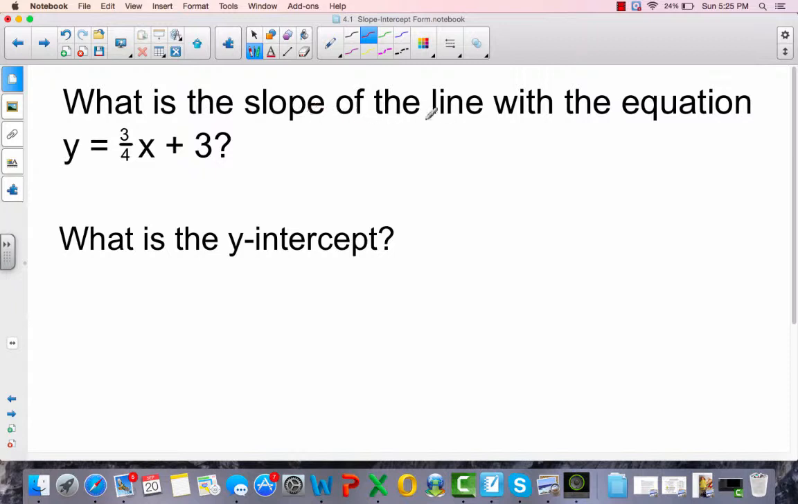What is the slope of the line with the equation y equals 3/4 x plus 3? Well, it's the number that's directly in front of the x. So that means the slope is 3/4. What is the y-intercept? It's the number that follows the x. So that means it would be positive 3.